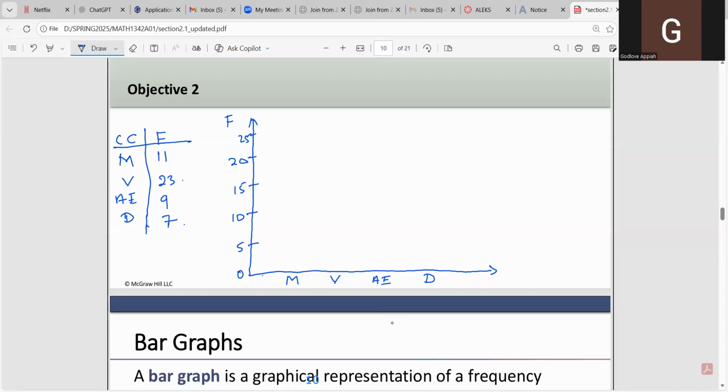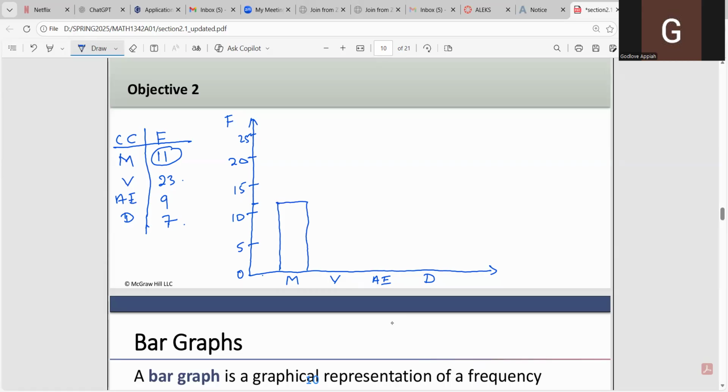Now we're going to draw rectangles on top of each category, and the height of these rectangles will correspond to the frequency of each category. For example, for the MasterCard category, the frequency is 11. You would have to find 11 on the vertical axis, which is right here, a little bit above 10. You would draw a rectangle corresponding to that number on top of the MasterCard category. So this is a rectangle that represents this category, MasterCard.